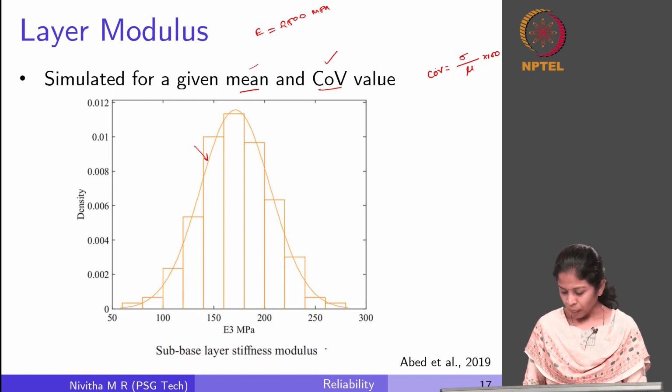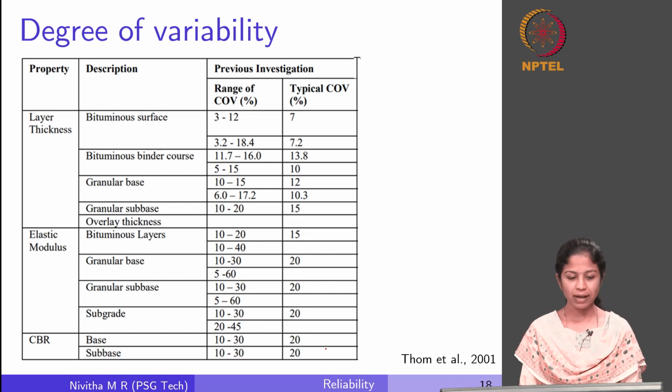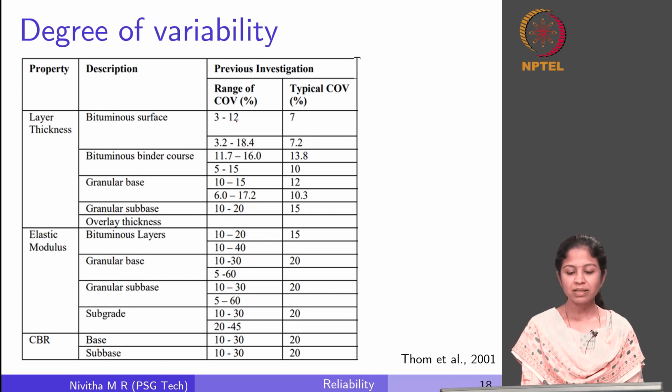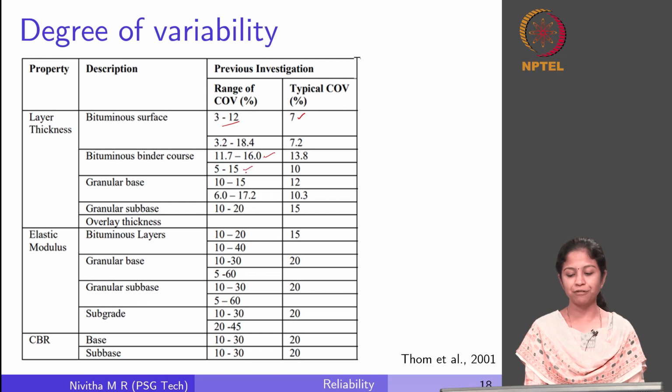So, now let us see what are the coefficient of variation and mean values for different layer thickness and modulus values for different layers. So, if I take the layer thickness, the bituminous surface, this is the range for coefficient of variation. So, the typical value which is used is around 7%. There are some other studies as well which report the COV to vary between 3 to 18%, right. And for a bituminous binder course, which is like your DBM, the coefficient of variation varies from 11 to 16 in one case and 5 to 15 in another case.